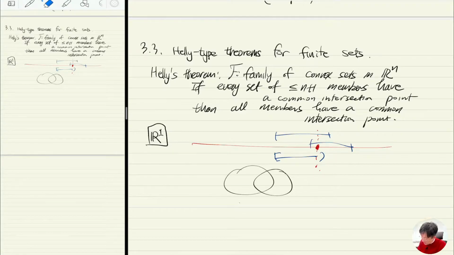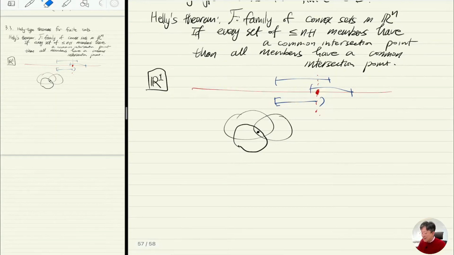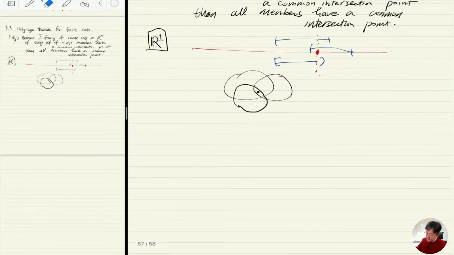In R^2, if you have convex sets where any 3 intersect, then there's a point, not this one, there's a point here which belongs to all of them. So that's Helly's theorem. I'm not going to discuss the proof of that. Now, people wondered about the simplification of Helly's theorem, in particular for finite cases. So let me tell you the easy statement, about finite sets.